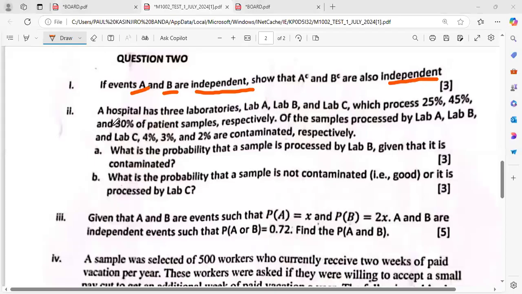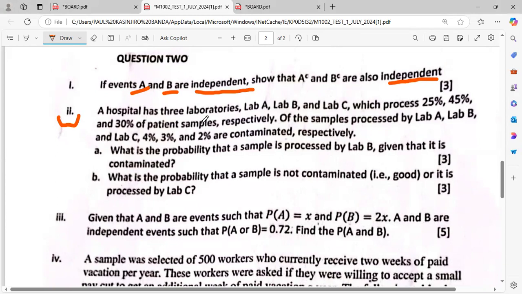Okay, now let us look at question 2. They're saying a hospital has 3 laboratories, lab A, lab B, lab C, which process 25%, 45%, and 30% of patient samples respectively. So this simply means that from lab A, you're going to get 25%, lab B, you are getting 45%, lab C, you are getting what?